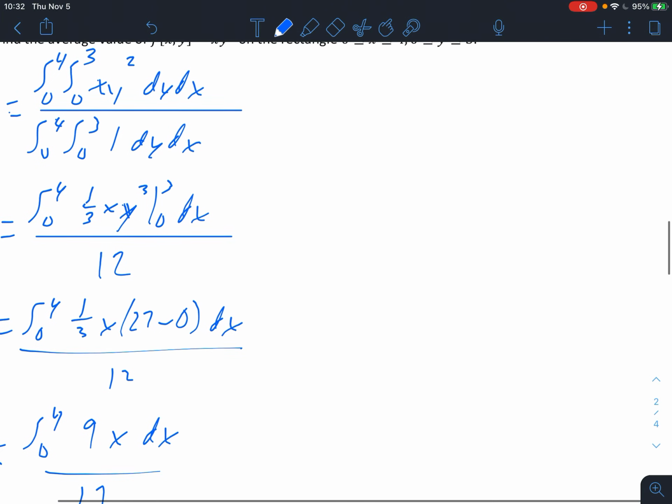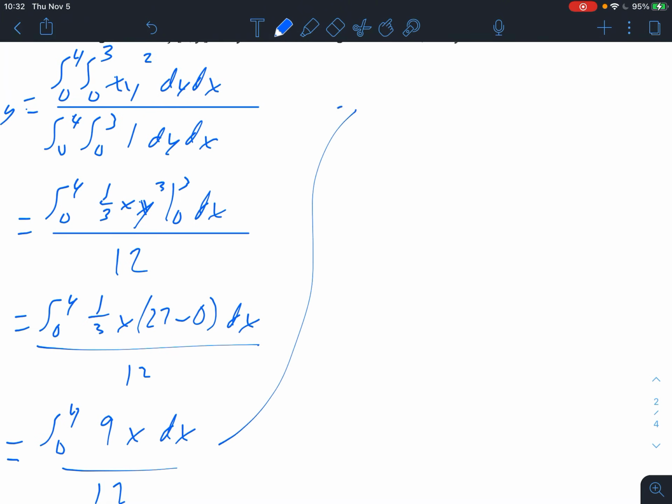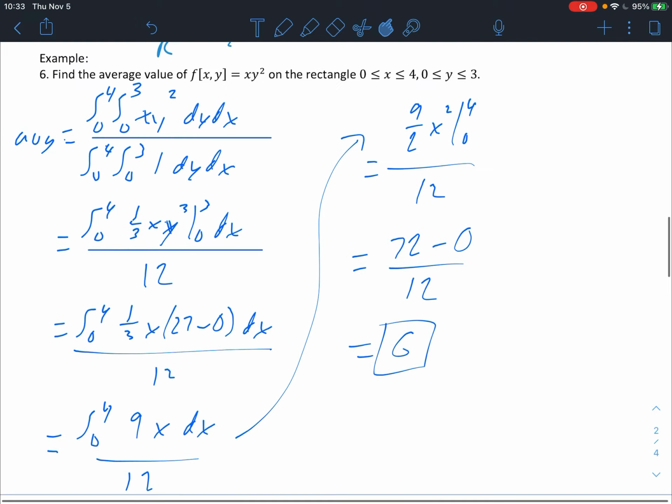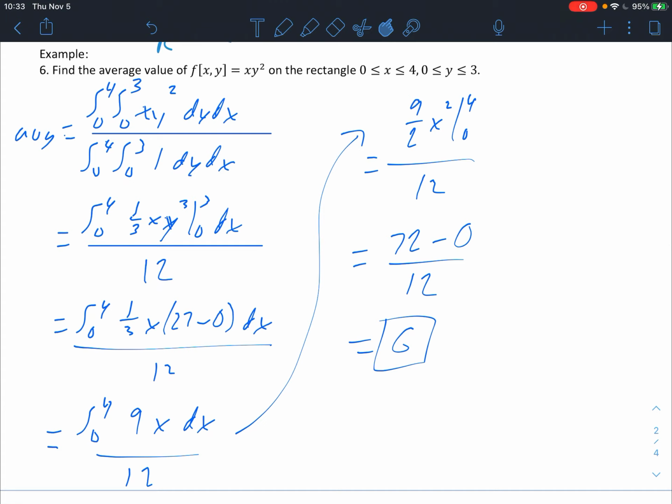All right, back at it now. Let's go up here. So now we're integrating 9x from 0 to 4, so that'd be 9/2 x squared from 0 to 4 over 12. If we substitute 4 in there, we would get 16. So 16 over 2 is 8. 8 times 9 is 72. Put 0 in there to get 0 over 12. So our final answer here is 6. So the average value of that function f of x, y over that rectangle is 6.